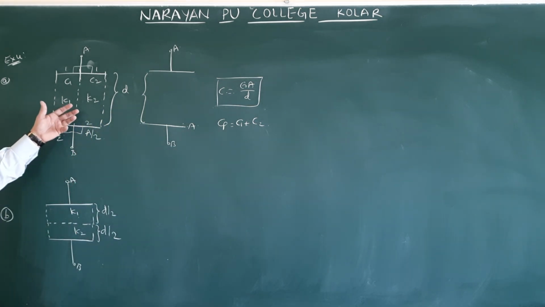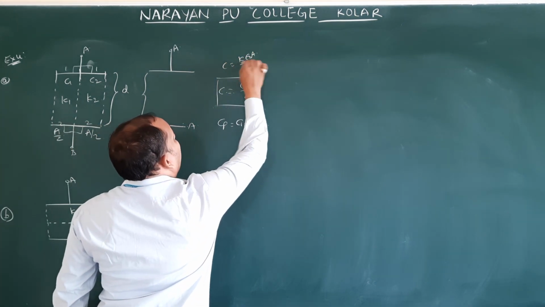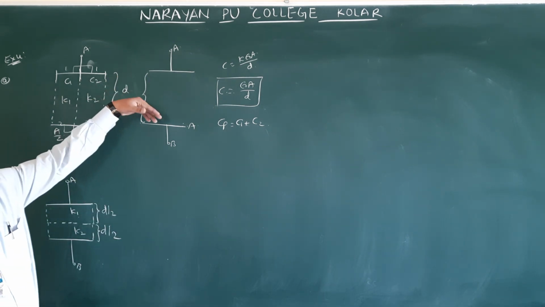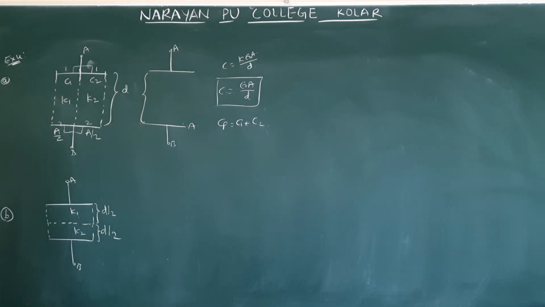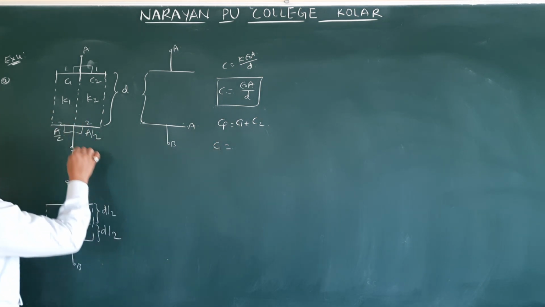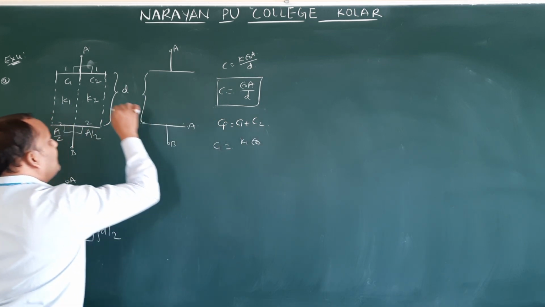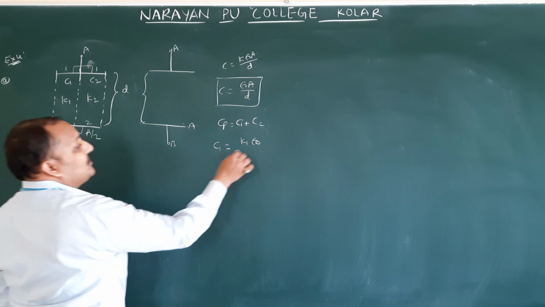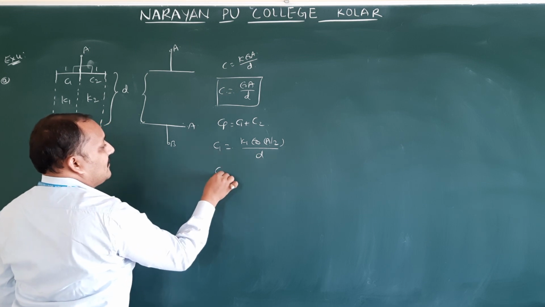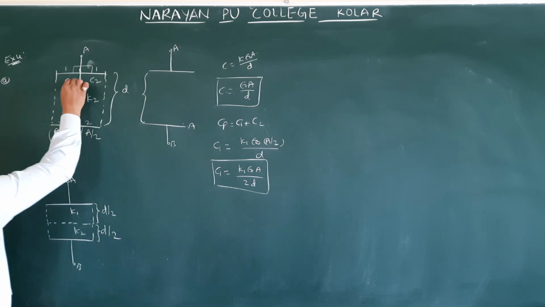Now it is filled with dielectric. Whenever it is filled with dielectric, what is the capacitance formula? C is equal to K epsilon naught A by d. Yesterday we discussed this. Now C1: here the dielectric is K1, so in place of K, K1 epsilon naught. Area is A by 2. Distance does not change. Therefore C1 is equal to K1 epsilon naught A by 2d.